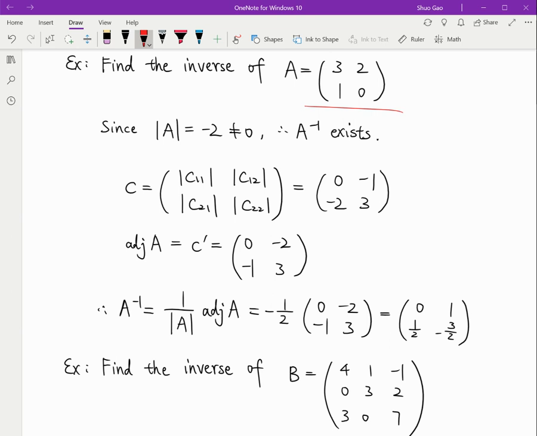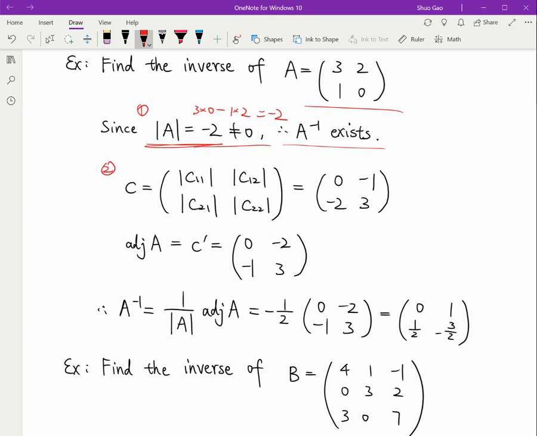First we need to check if the A inverse exists. The determinant of A is 3 times 0 minus 1 times 2, so that's minus 2. It's not 0, so A inverse exists. If A inverse exists, we can perform the 4 steps above to find it. The first is to find the determinant of A, which we've already done, because the determinant of A is minus 2.